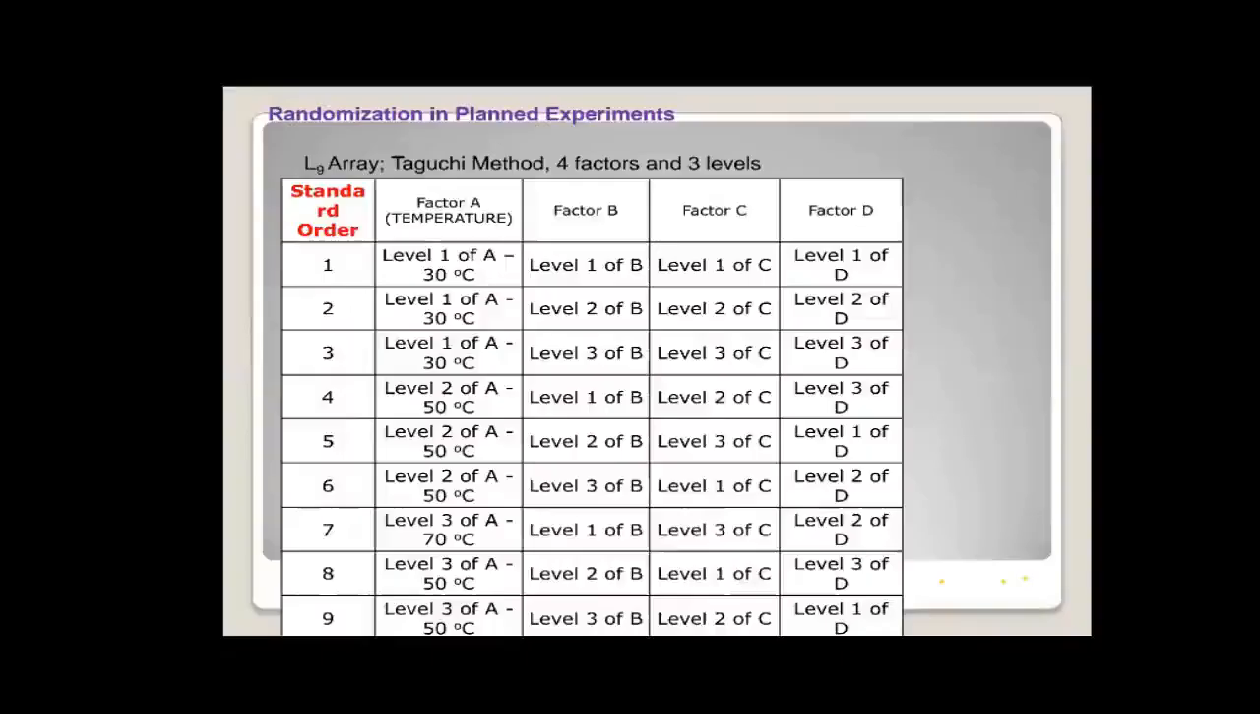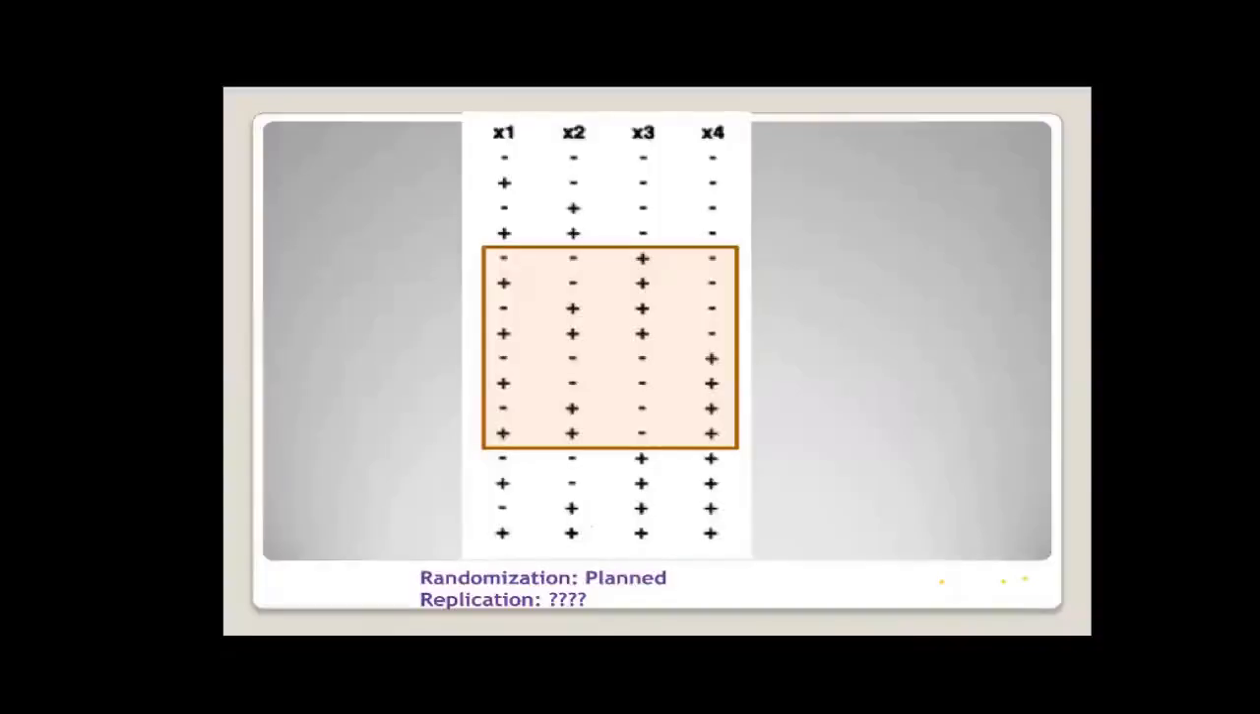Now, two more things are there. The first one is randomization, and the second one is replication. Why are those needed? What is the meaning of randomization? For example, here I will perform 30 experiments, 1, 2, 3, 4, like this.